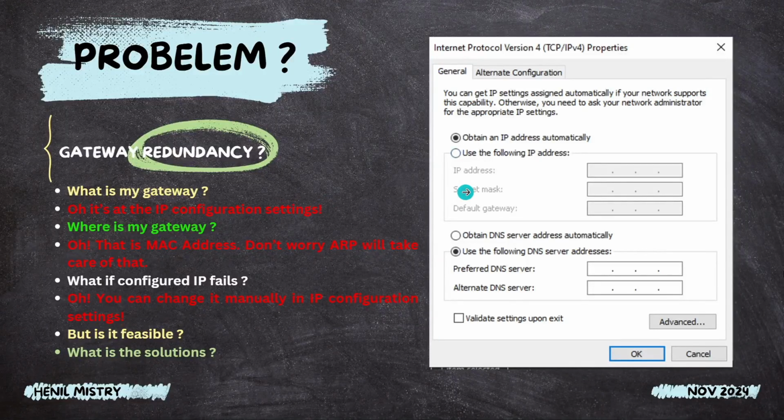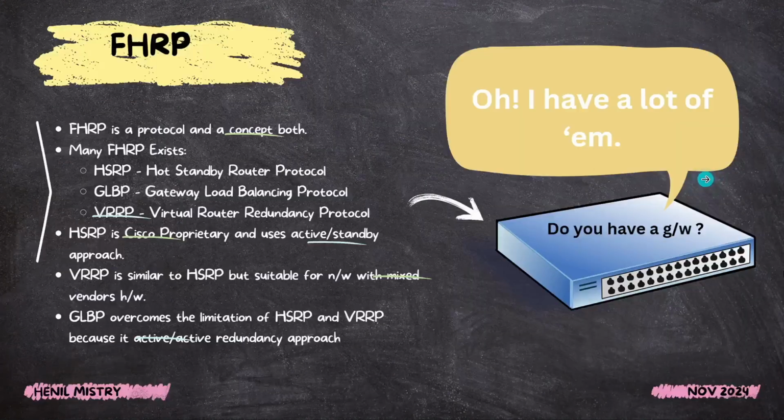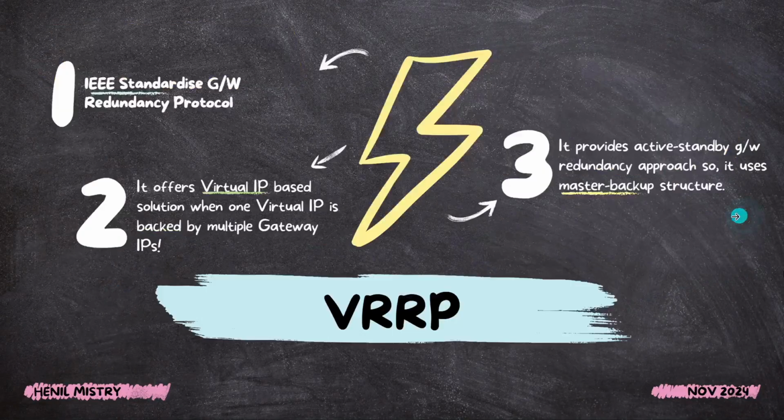So now what we have come across is gateway redundancy protocols. In the last video, we have seen the FHRP. There are three main FHRP protocols, and we have seen all of that. And these are all the introductions for VRRP, not VARP, VRRP. Okay, so basically, let's just start from here.